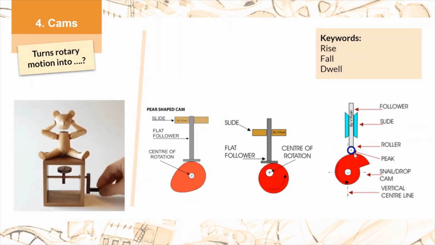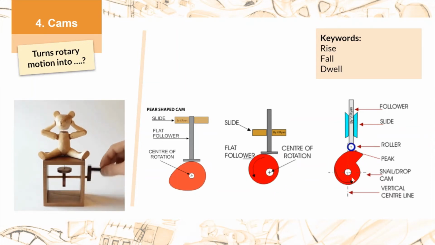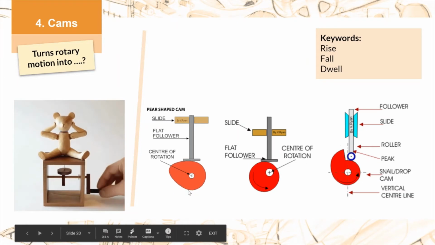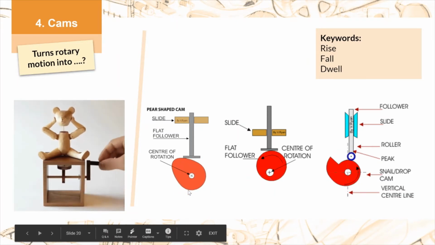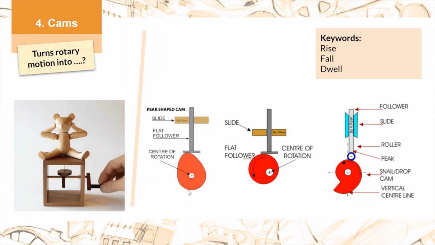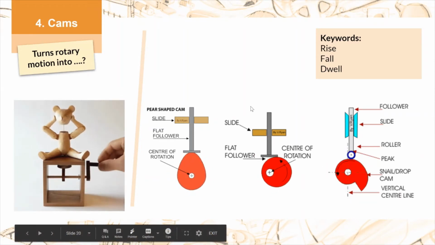Rises slowly, falls quickly and dwells. In an exam they might give you a cam. Now these are the three most common shapes, but there are other shapes, and you just have to sit and rotate it around in your head and try and figure out what motion the cam follower would have.